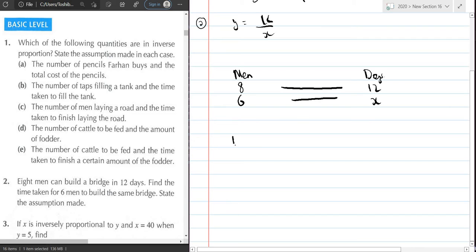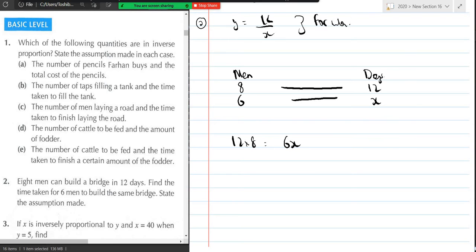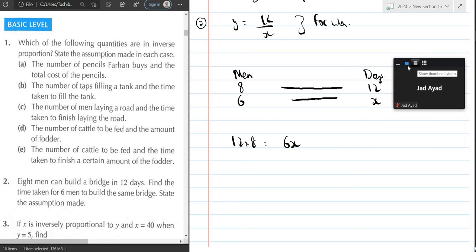So this is 12 multiplied by 8 first. Sorry to cut you off, sir, but the first method is straight multiplication. The second one is the formula, and that formula is y equals k upon x, if y is inversely proportional to x. I'll just open my video as well.